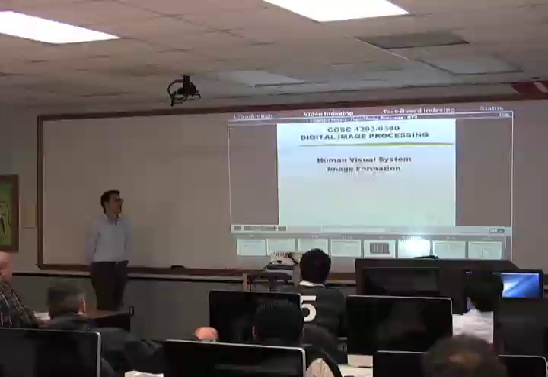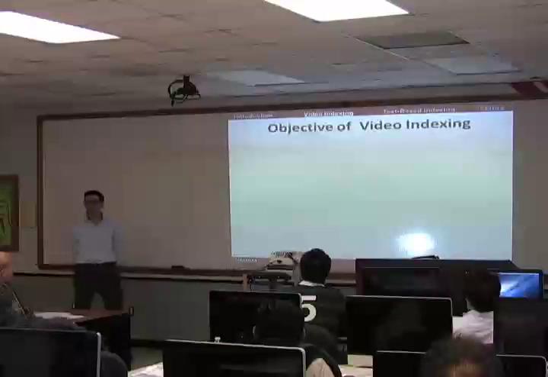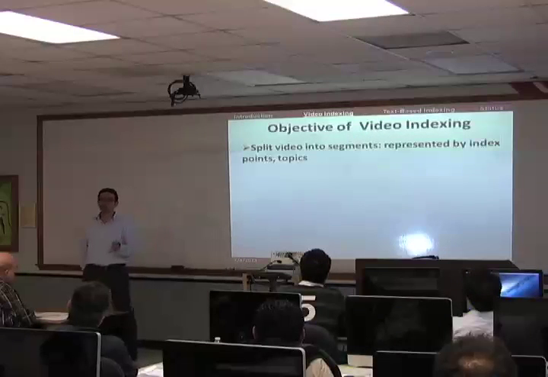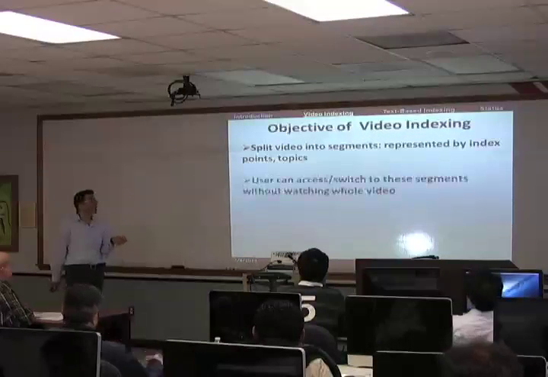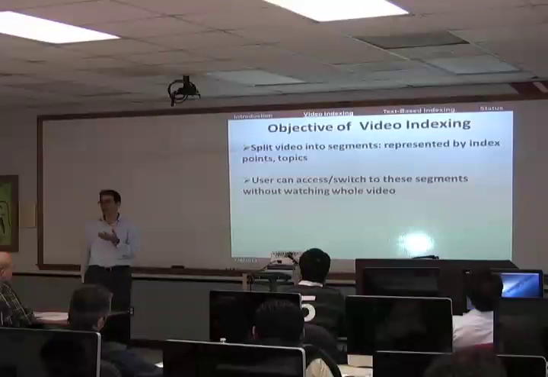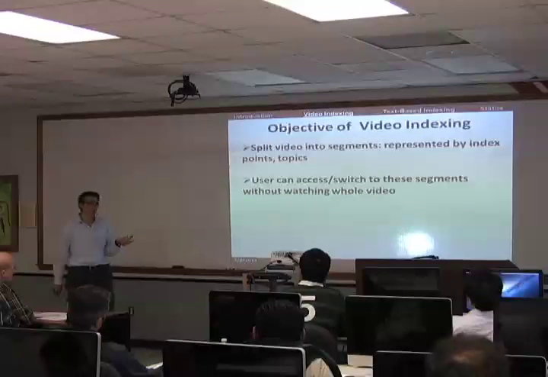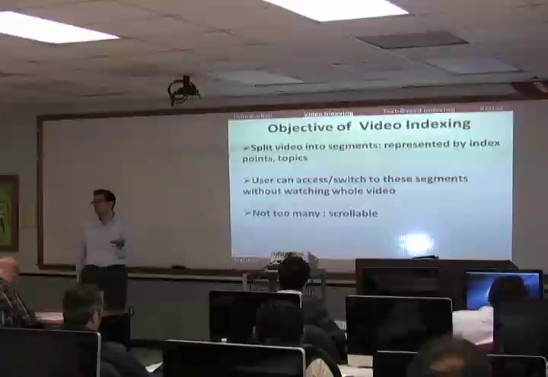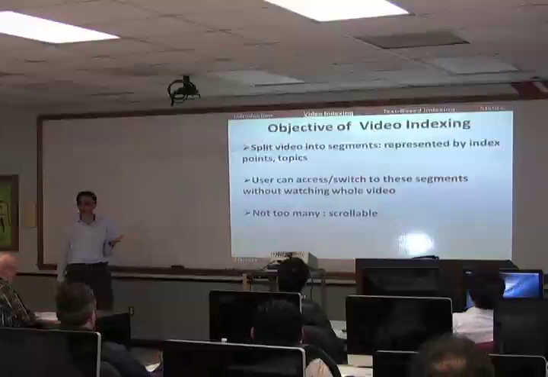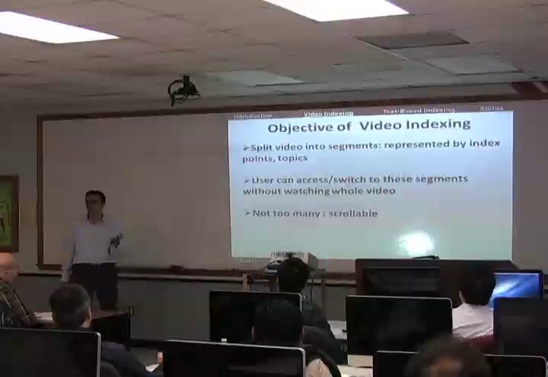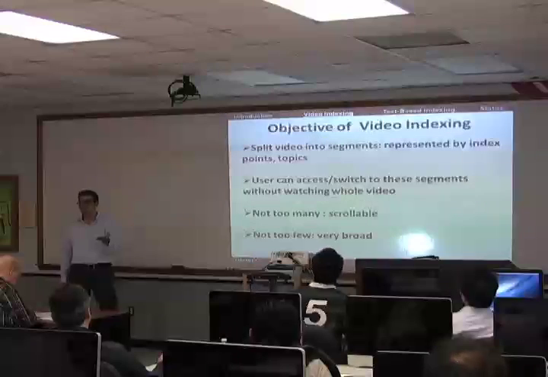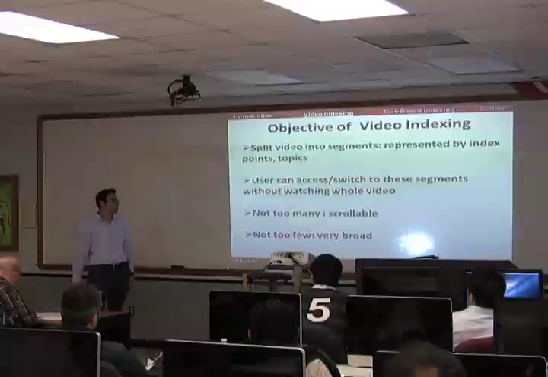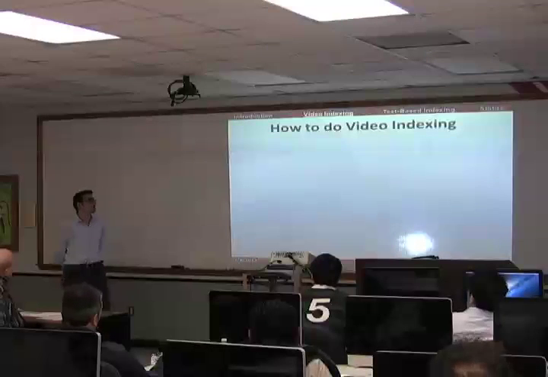This was our target. Our objective in video indexing is to split the video into different segments, and those segments should have different topics. We want people to be able to access these segments easily and switch between them, so there shouldn't be too many. If you have 100 index points, people will not be able to find what they are looking for. If there are very few, just two or three, then you may still not find your point of interest. So these are our features for video indexing.